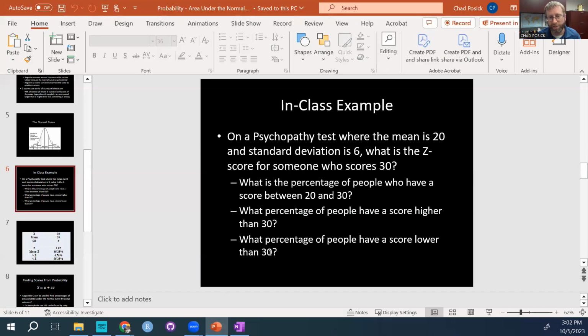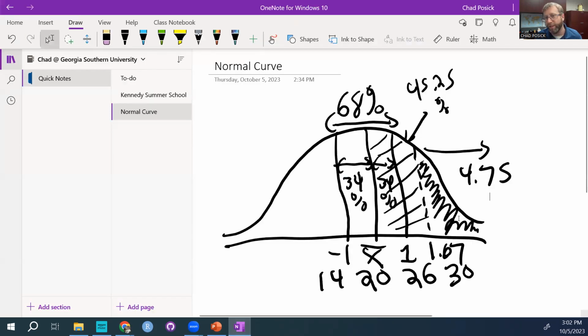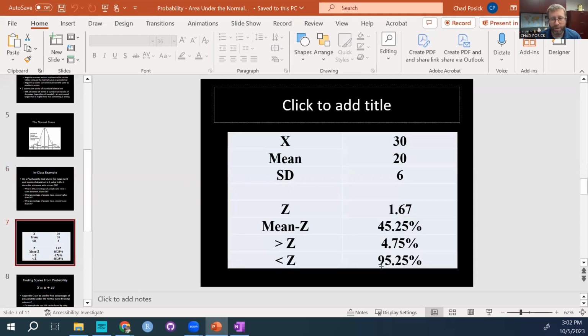And then finally, the last question is, what percentage of people have a score lower than 30? Well, that's pretty easy to do. I think you can figure that one out. You would do 1 minus, so 100%, minus that 4.75. If you look here, it's 95.25. So just over 95% of everybody had a score lower than that individual. Makes sense. 4.75 had a score higher than that individual. 95.25 had a score lower than that individual.